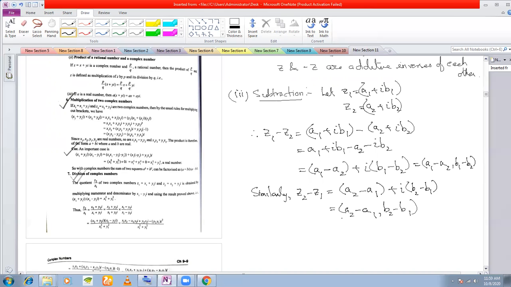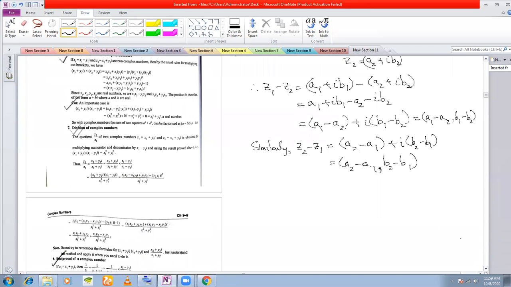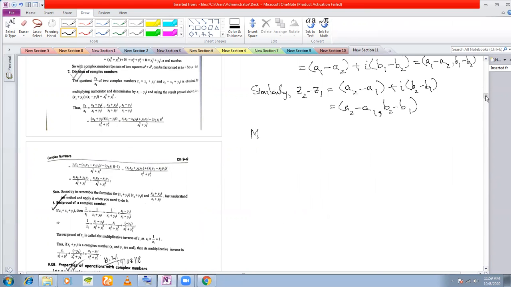You can write this in ordered pair in this manner also. Okay. Multiplication of two complex numbers. How do you carry out the multiplication of two complex numbers? Very important.